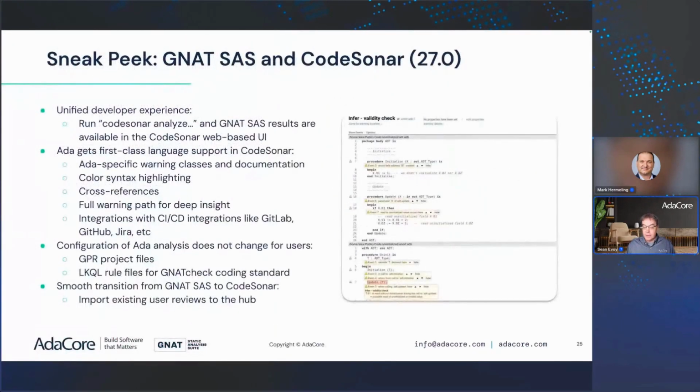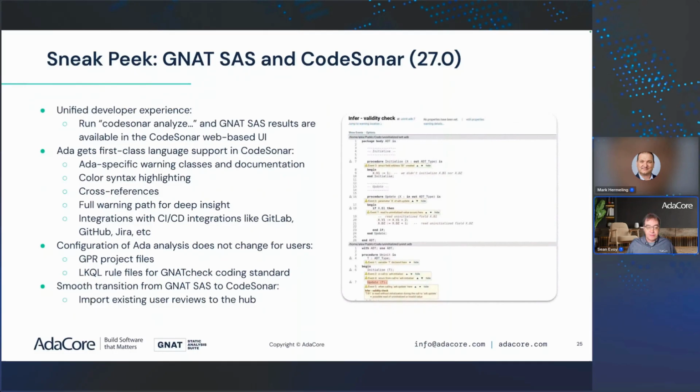Now, I was asked to talk about what happened in 26, but what we're really excited about and making a huge investment in is, now that CodeSonar is part of the AdaCore family, how are we going to integrate GNAT SAS and CodeSonar? If you're unfamiliar with CodeSonar, it is an analysis engine and a web front end where you can organize, manage, and dispose of different warnings depending on how severe they are and what you want to do.